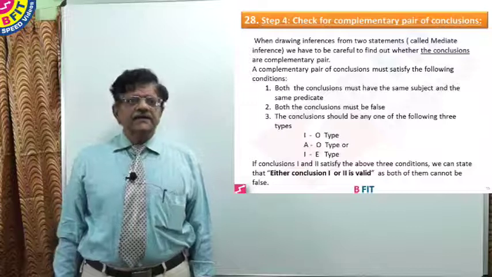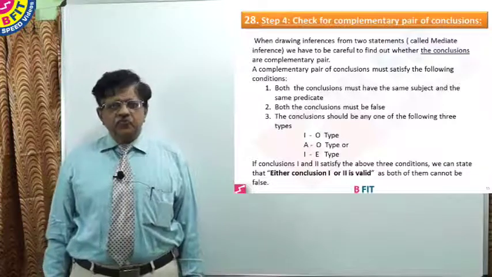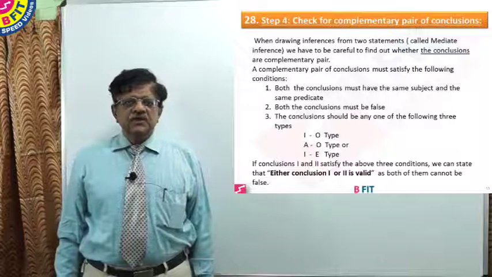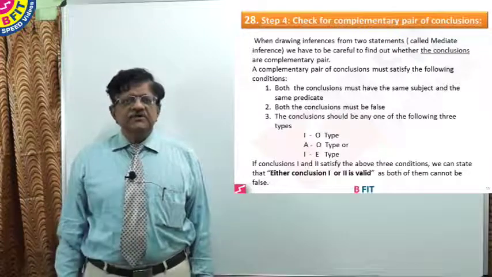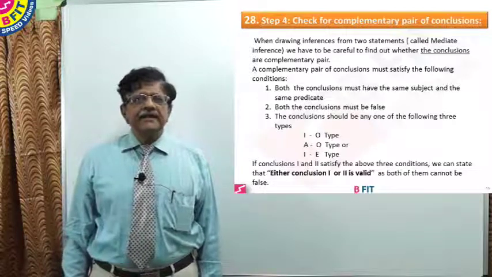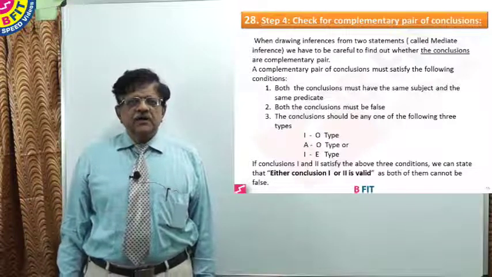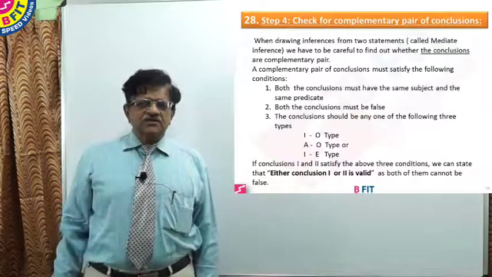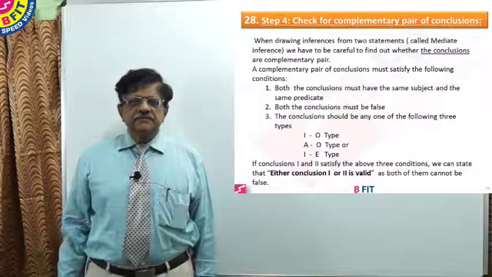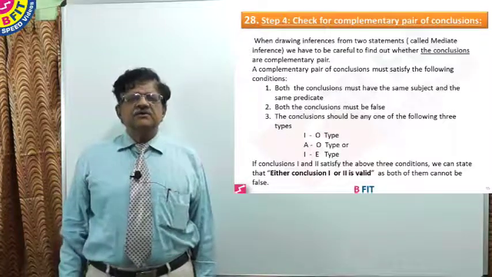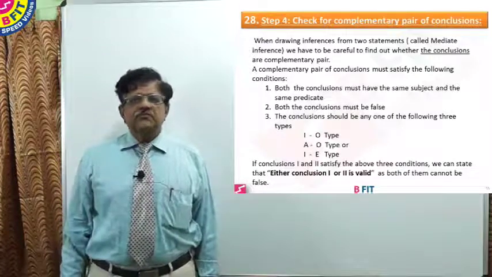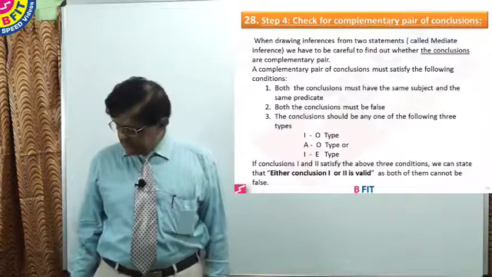Now let us look at the next step. Step 4, which is a very, very important step. It is to check complementary pair. Complementary pair is a very important concept in syllogism, and we should understand the basics of it. Then only we will be able to check for complementary pair. Let us see the working.